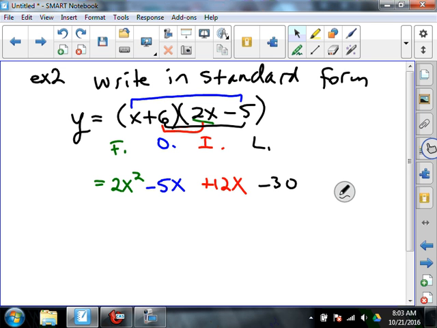Am I done with this one? No, I have to combine like terms. So my final answer here would be y equals 2x squared, and then what? Plus 7x, and then minus 30. Awesome. How are we feeling so far? Okay?